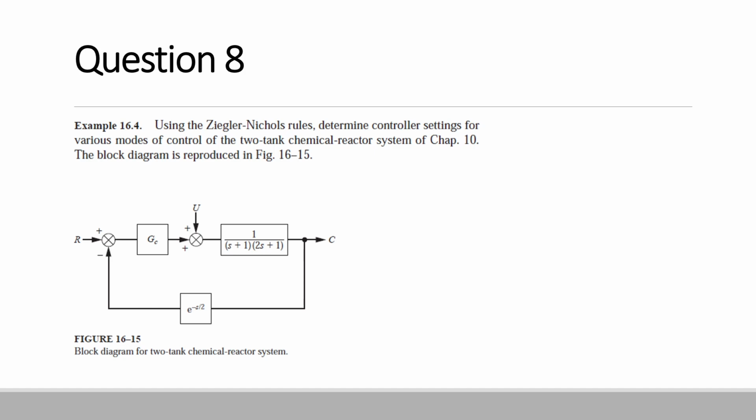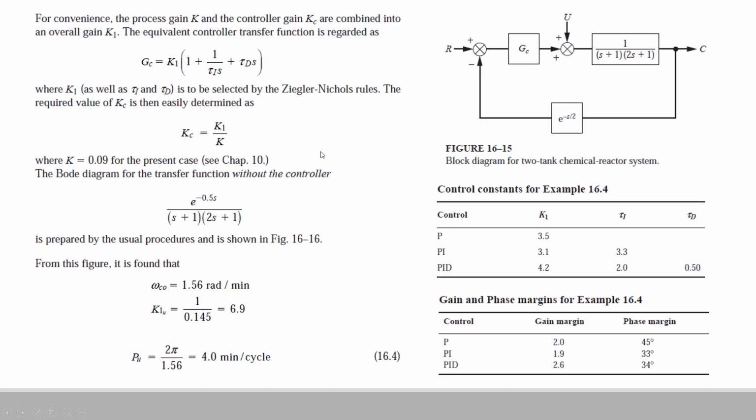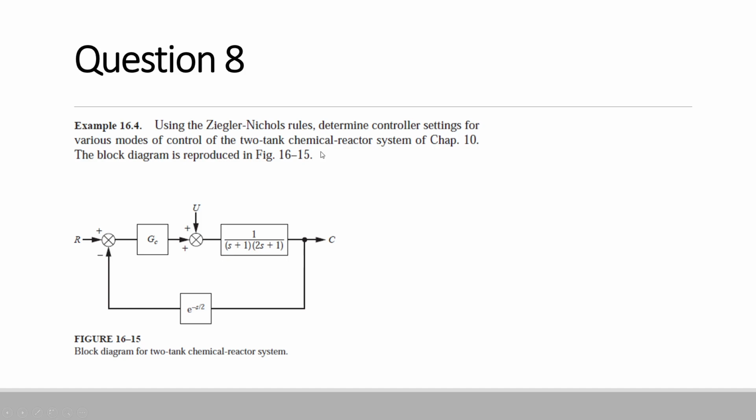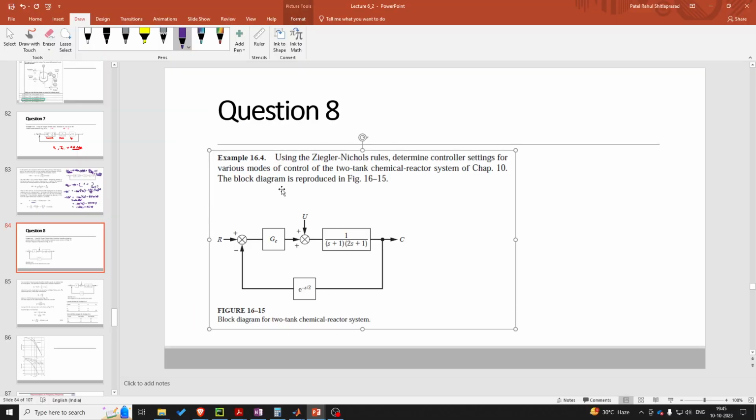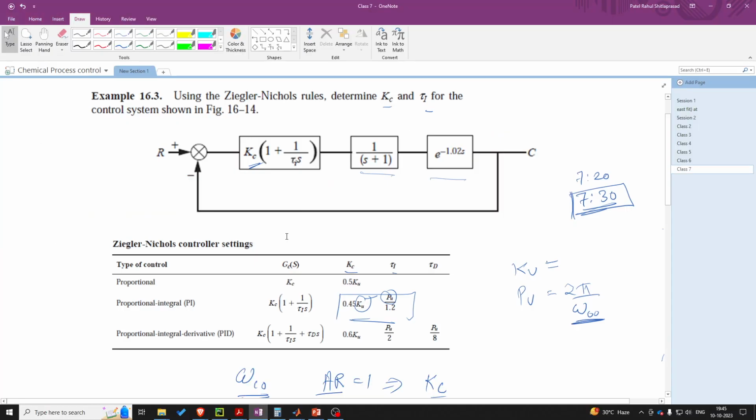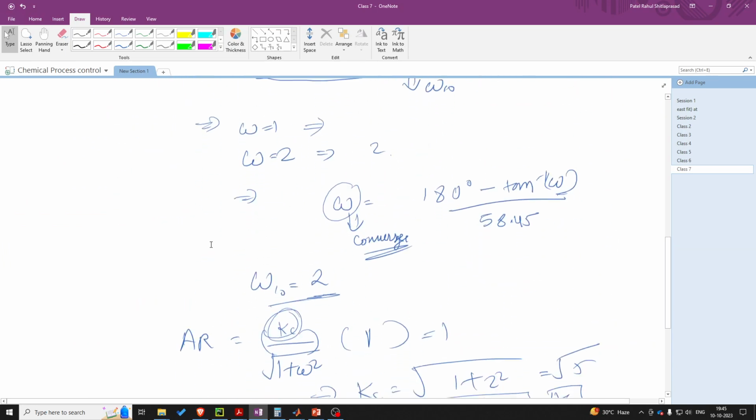So in this question, you have been asked to design a specific controller. You have to find the parameters related to Kc and tau for the proportional controller, PI controller, and PID controller. So again, you can use that table and try solving it.